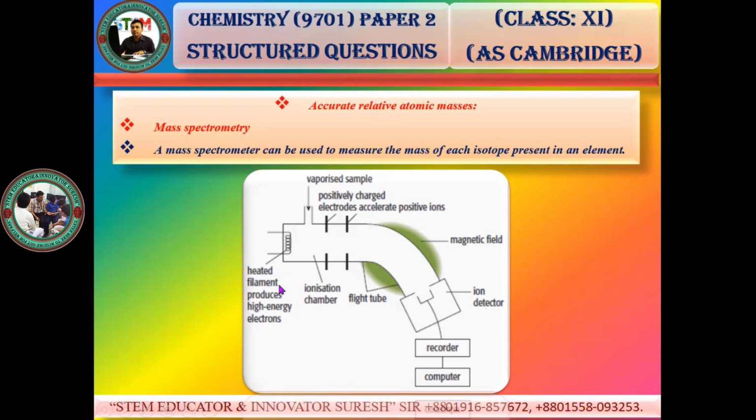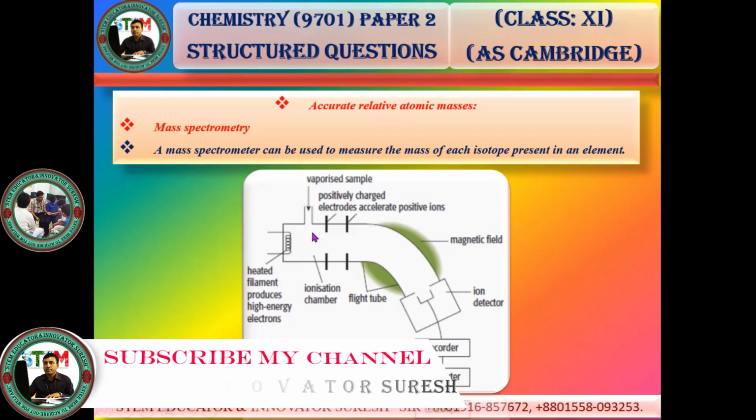At the beginning, a heated filament, like a coil here, produces high energy electrons. And then we see here the downward arrow indicates the vaporized sample entering, and both the high energy electrons and the vaporized sample, when mixed with each other, become ionized. That's why this is called the ionization chamber. Then the ionized sample is passed through a positively charged electrode.